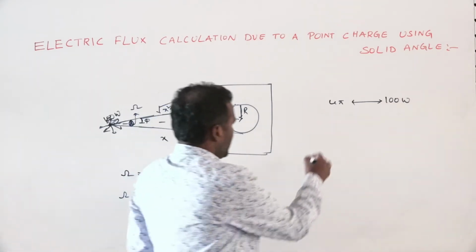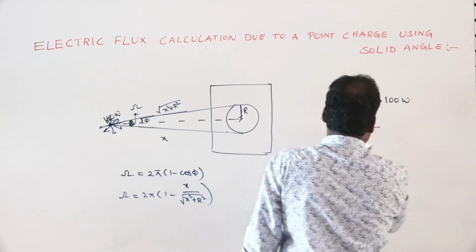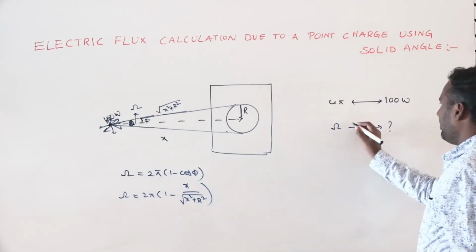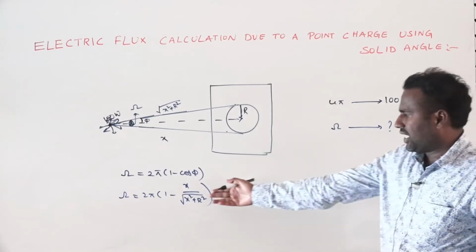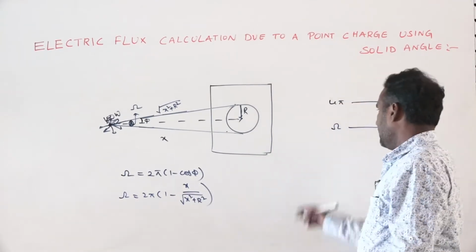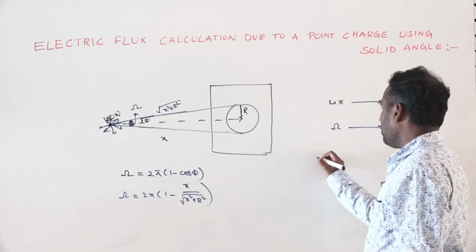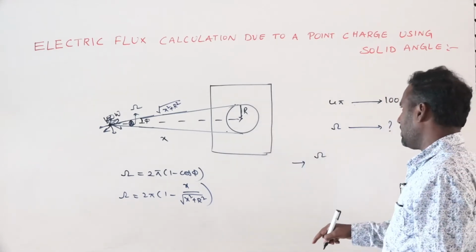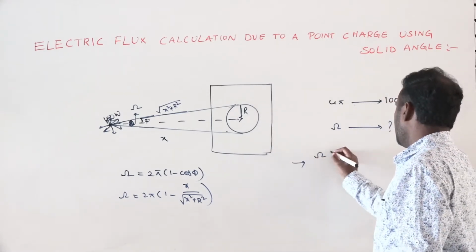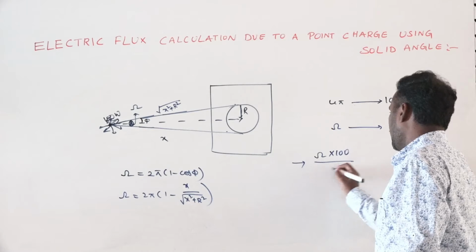Then for 4 pi steradian, 100 watts of light is there. For omega, how much? For omega, the solid angle as we have discussed, we can write that the amount of light passing through this hole of radius r in the sheet is omega into 100 upon 4 pi.